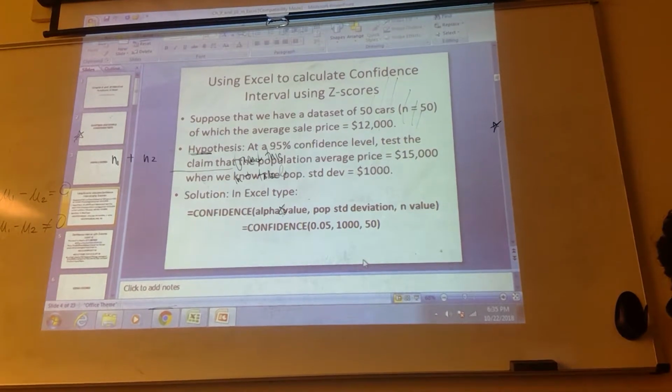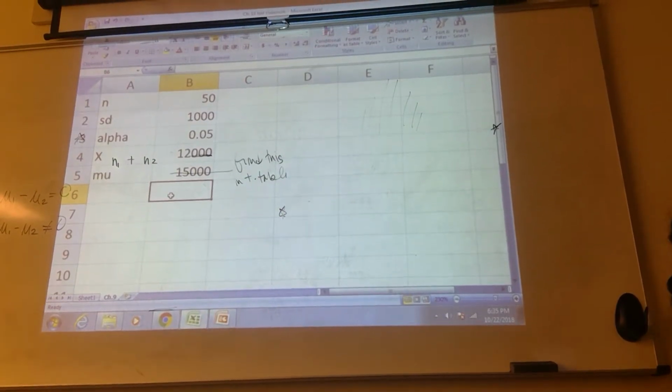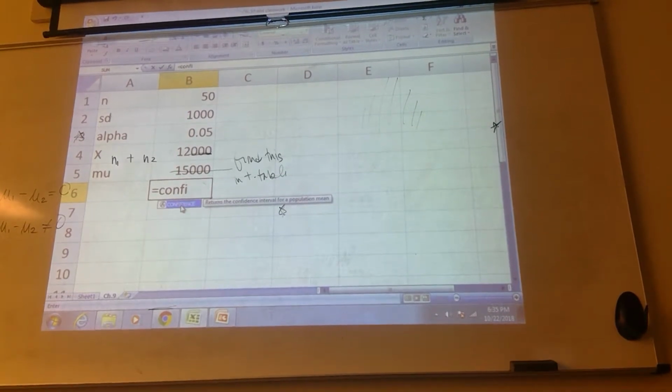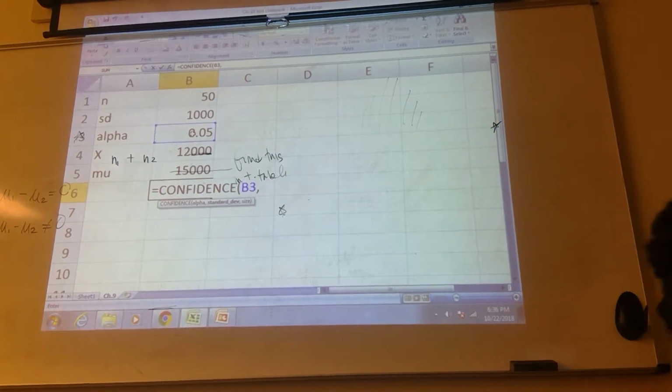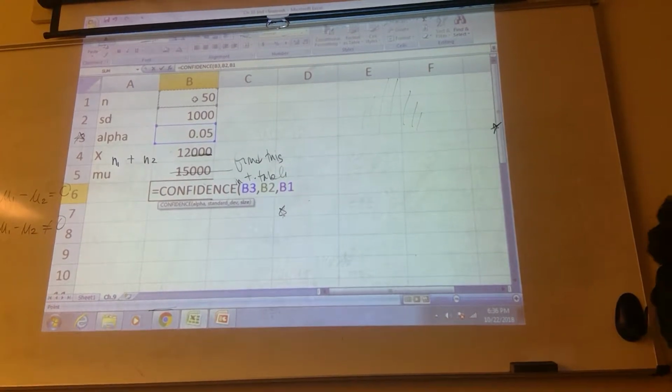All right, so here's a data set with some information. All we're going to type in is equals. Notice that equal sign, you have to do that. We're going to find equals CONFIDENCE. You can click on it. It's going to give us the confidence interval. It wants the alpha, which is this, the standard deviation, which is this, and the size, which is this.